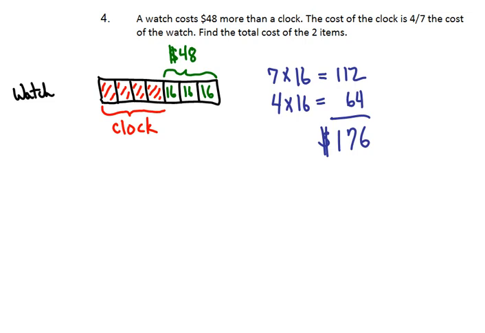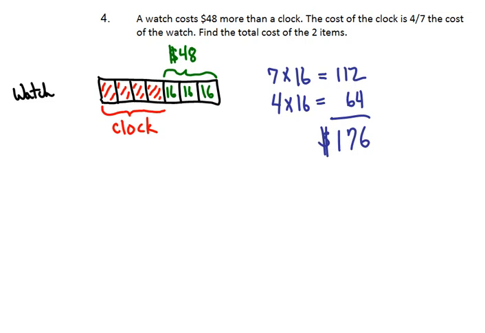We know that the clock is 4/7 the cost of the watch. So we broke the cost of the watch down into 7 equal parts, and we let 4 of those represent the cost of the clock. Then we know that the watch had to be $48 more than that, so the remaining part of the 3 boxes had to be worth $48 or $16 each, which tells us that each of the 7 boxes is worth $16.